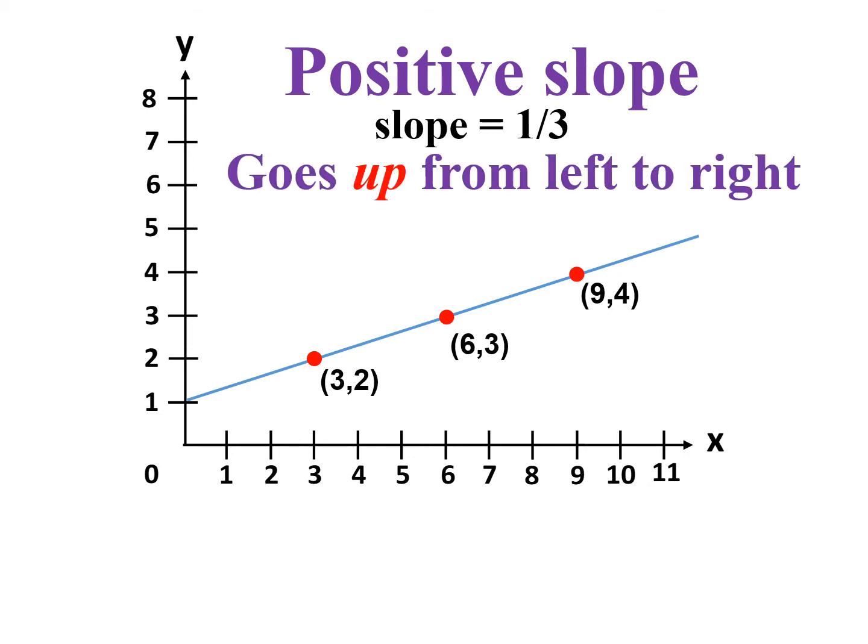A line with a positive slope goes up from left to right. For instance, let's say an ant starts at point 3, 2 and begins walking along the line from left to right. As he travels from left to right, he goes up, and this tells us the line has a positive slope. If you start on the left and go right, a line with a positive slope goes up.